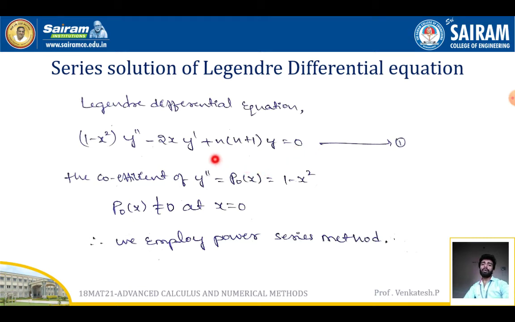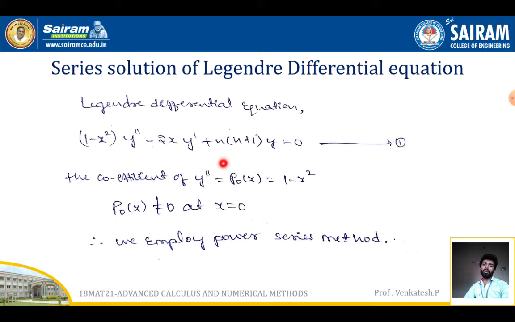Now in this we have to choose the values of P0, P1 and P2. Here it is clear that the coefficient of y double dash is P0 of x, the coefficient of y dash is P1 of x, and the coefficient of y is P2 of x, which is n into n plus 1. So I can choose P0 of x is equal to 1 minus x square, P1 of x is equal to minus 2x, P2 of x is equal to n into n plus 1. To apply the power series method, we have to satisfy the condition that P0 of x should not be equal to 0 at x is equal to 0.